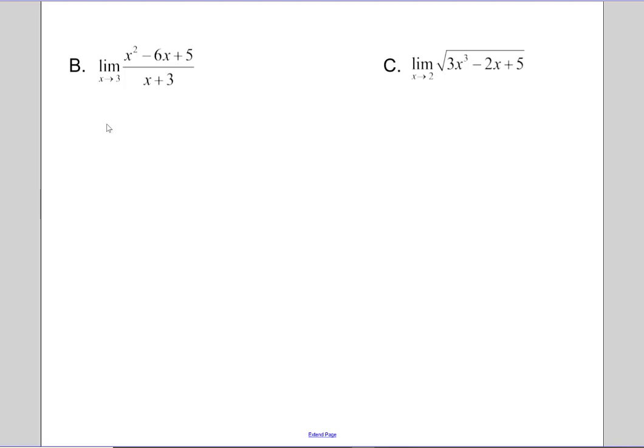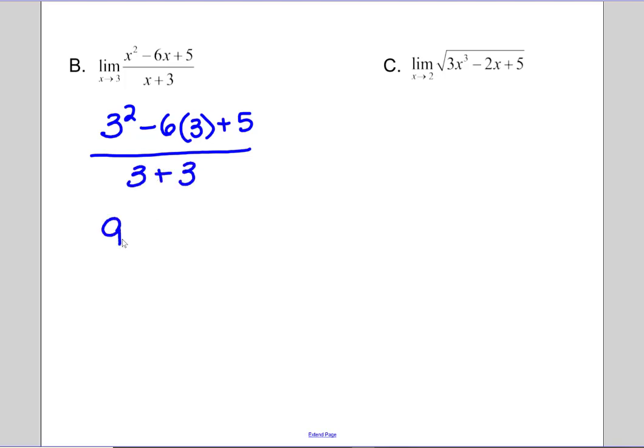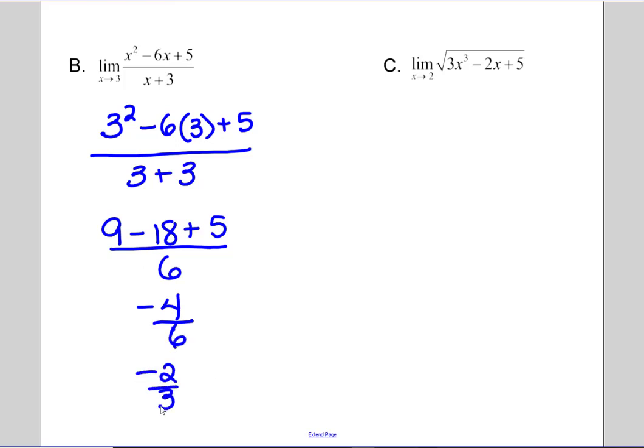Here we have 3 squared minus 6 times 3 plus 5, and then 3 plus 3. So that looks like 9 minus 18 plus 5 divided by 6. So -4 over 6. Let's see, what's that? -2/3, I believe, because we got -4 over 6. So -2/3 would be the simplest form.